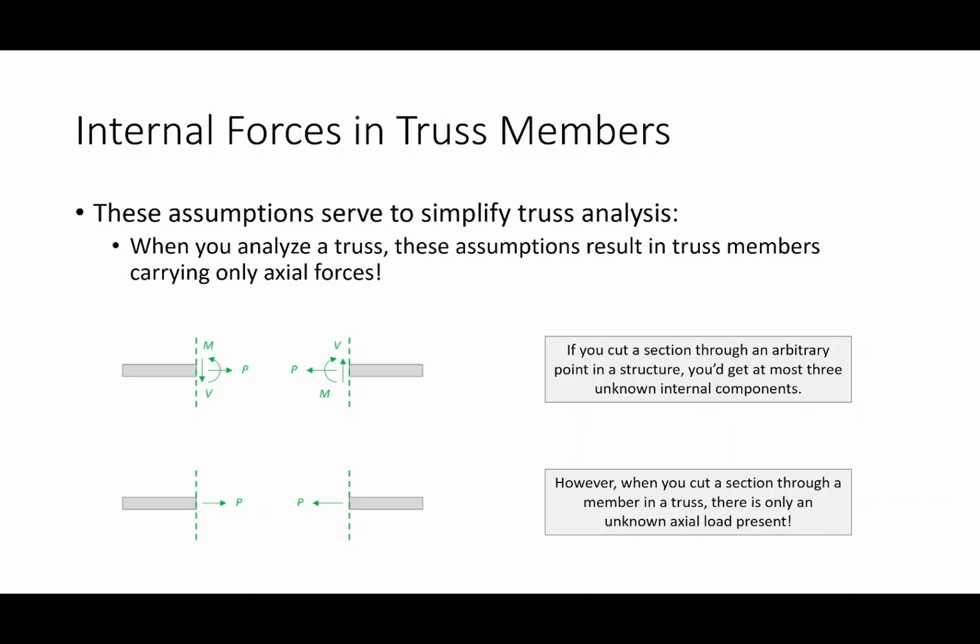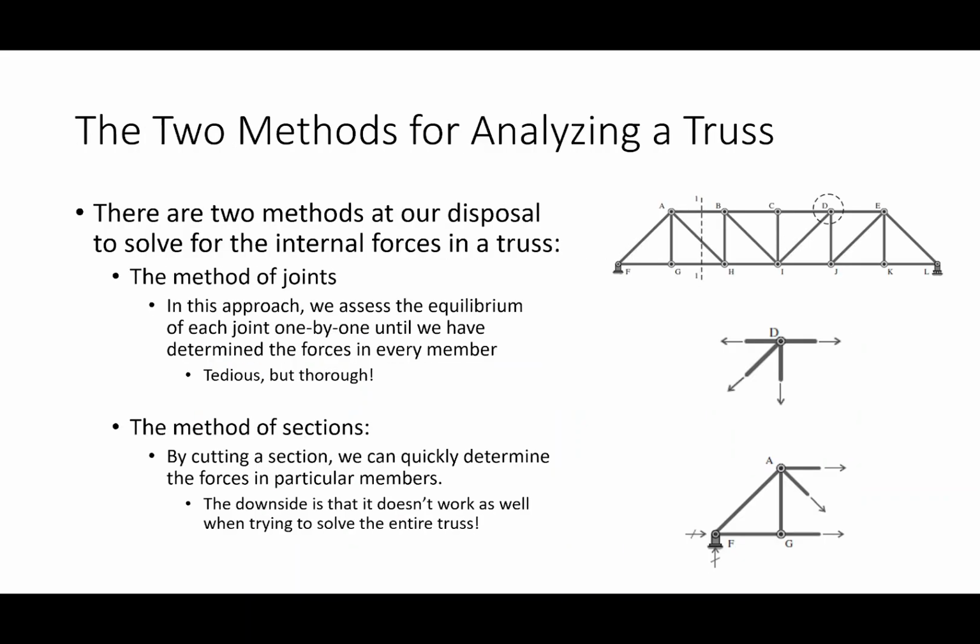We assume all the centroids of each member coincide. We assume we only apply loads at the joint. We assume no other forces from friction or anything like that. So when you cut a section through a truss member, there's only one force, an axial force, a force along the axis of the member. That's why whenever you analyze a truss, you're basically trying to figure out whether or not a member is experiencing tension or compression. That part you probably remember, right? Tension and compression in truss members. If not, don't worry, we're going to have some practice on that. Okay, everybody with me so far?